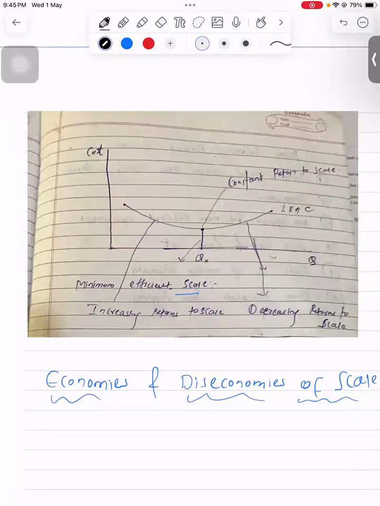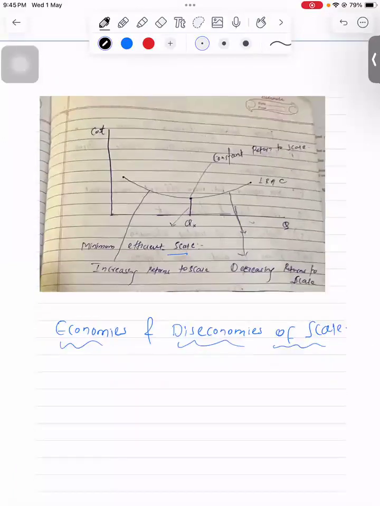Economies and diseconomies of scale. Now, what is the meaning of economies of scale? See, if you are producing more units and at the same time your cost is also going down, then this phenomena is known as economies of scale. You are producing more units at a lower cost. Every unit which you are producing at a lesser cost. So this is known as the economies of scale. And diseconomies of scale, you are producing more units, but cost is also going up. So this is diseconomies of scale.